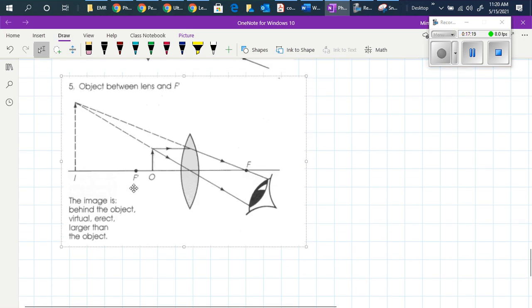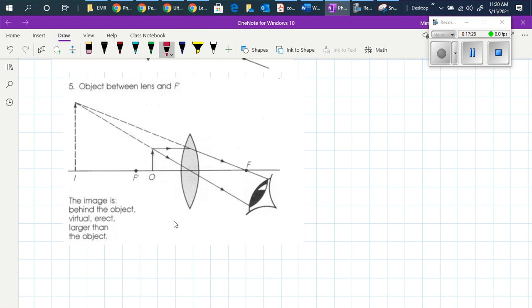As you see here, the image that is formed is a result of the extension of the reflected rays, which makes the image a virtual image. Okay, and it has the same orientation as the object. They both are going up, and it is larger than the object. So those are the cases that you have to keep in mind, or the rules that you have to apply when you are constructing the ray diagram to figure out what is the image formed.